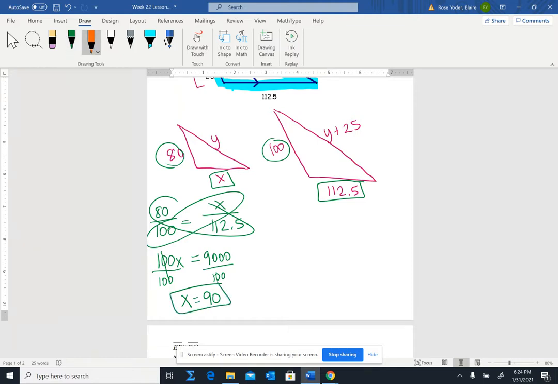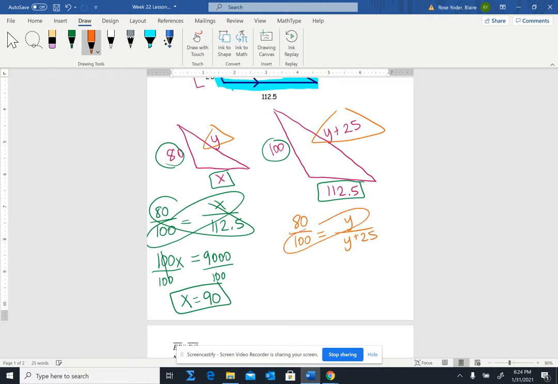All right, let's do the exact same thing, but for y. So I'm going to use the 80 and the 100 again. And then what do I need to set up for the y? Be careful what order you do this in. 80 over 100, small over big. So I have to go y over y plus 25.